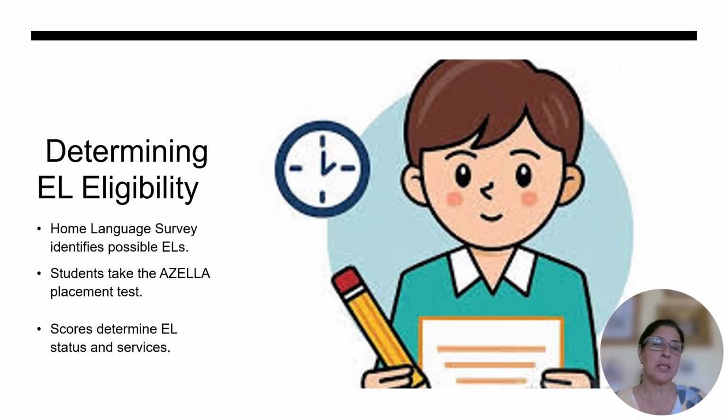Determining EL eligibility. The Home Language Survey identifies possible ELL students. Students take the ACELA placement test, and scores determine EL status and services. The Home Language Survey helps schools identify students who may need English language support, while ACELA, the Arizona English Language Learner Assessment, gives results that guide placement decisions and determine eligibility for services.